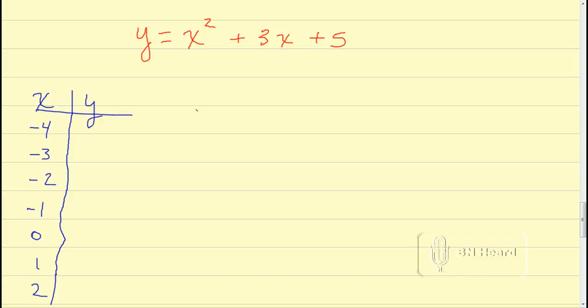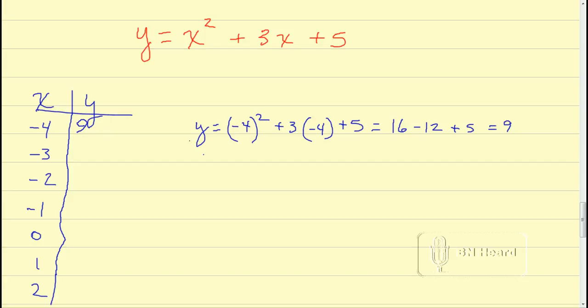In that case, all we're going to be doing is plugging in that x value and seeing what it gives us. So I would have y equals -4 squared plus 3 times -4 plus 5. And this gives us -4 squared is 16. 3 times -4 is -12. Then I have a positive 5. So 16 minus 12 is 4, plus 5 is equal to 9. So what that tells me is that for an x of -4, I get a y of 9. So I'm going to put it right there in my table.